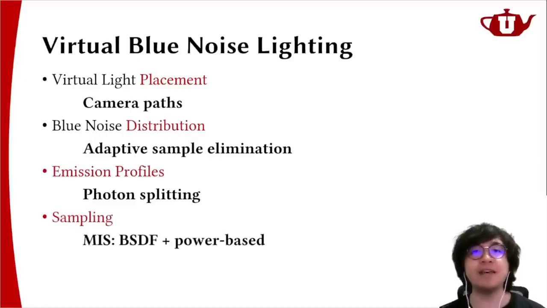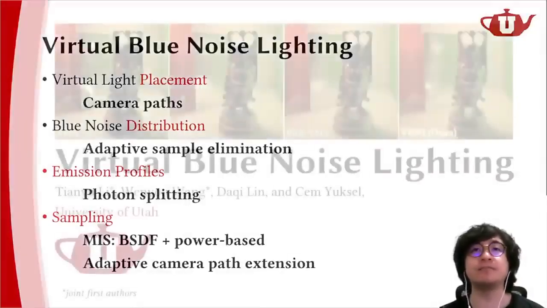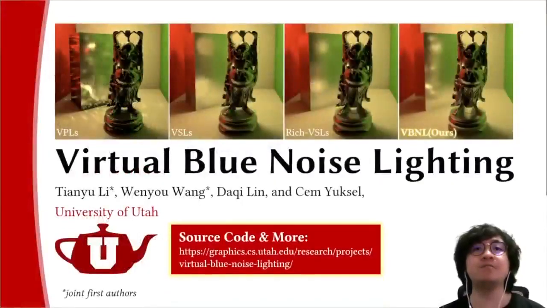We combine BSDF sampling and power-based sampling with MIS to improve the illumination estimation from our virtual lights during shading. Moreover, we have described an adaptive camera passage technique for resolving undersampling. You can find more details in our paper and supplemental document. Our project page includes a link to the source code of our implementation using a GPU ray tracer in Spherical. Thank you for listening.